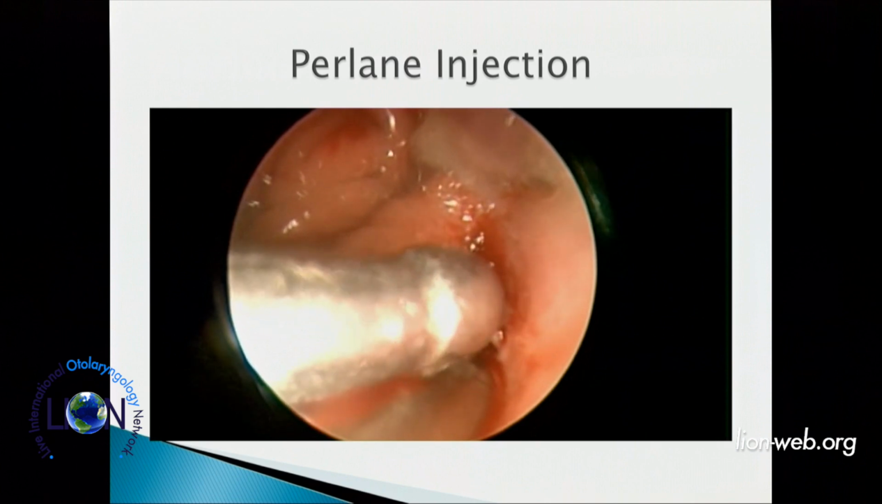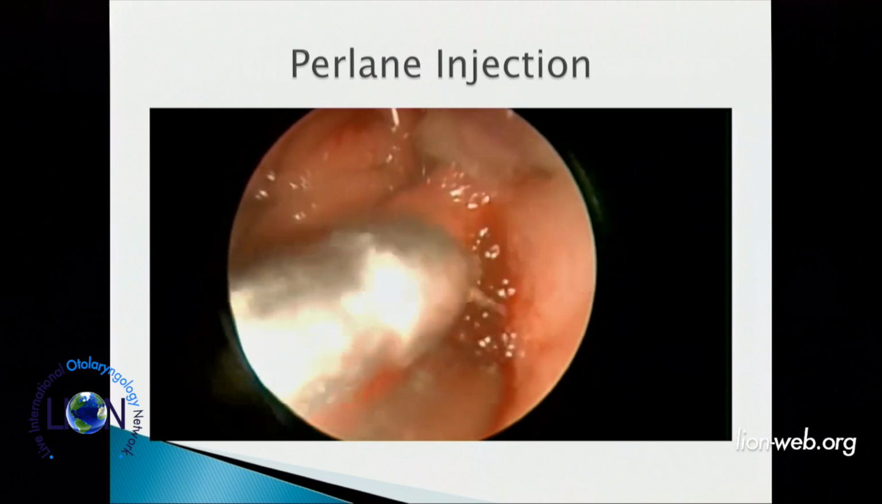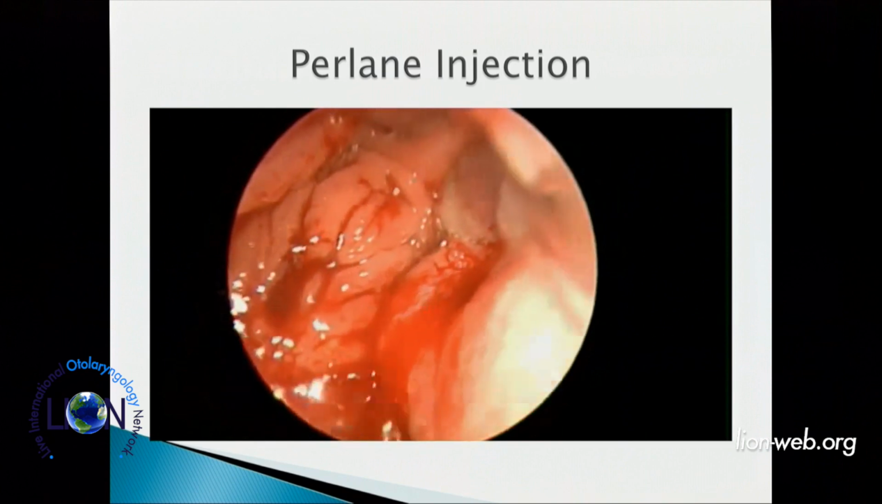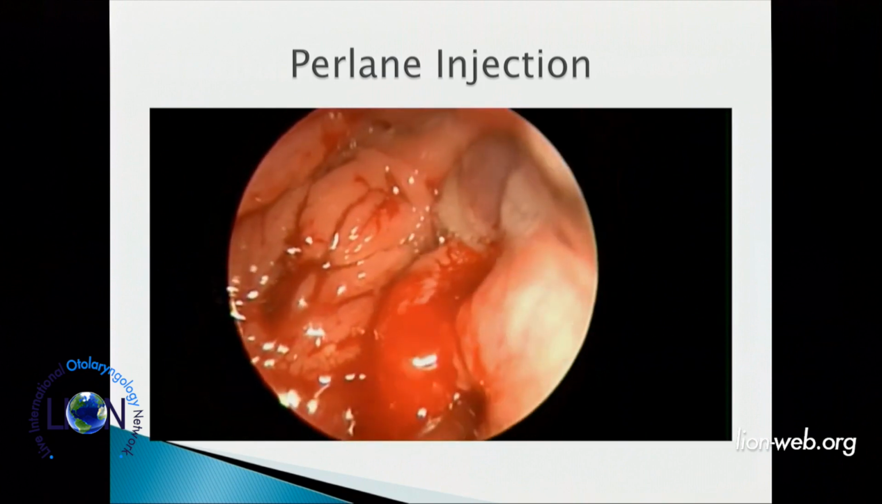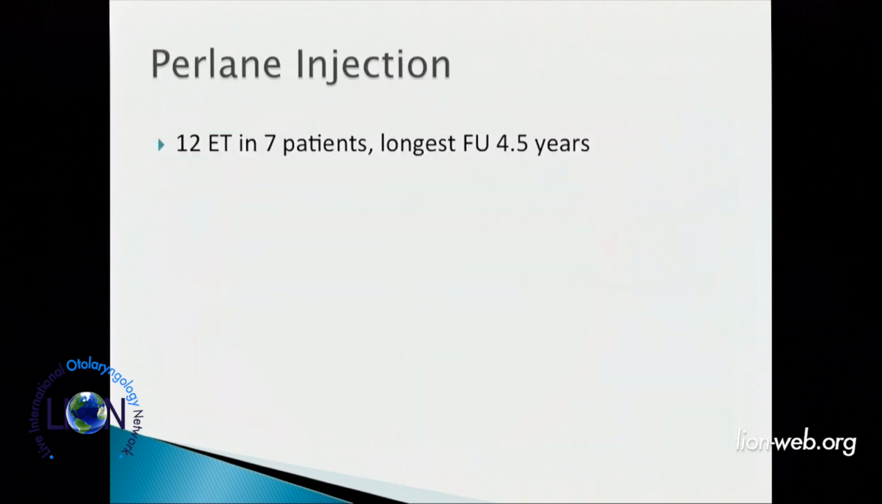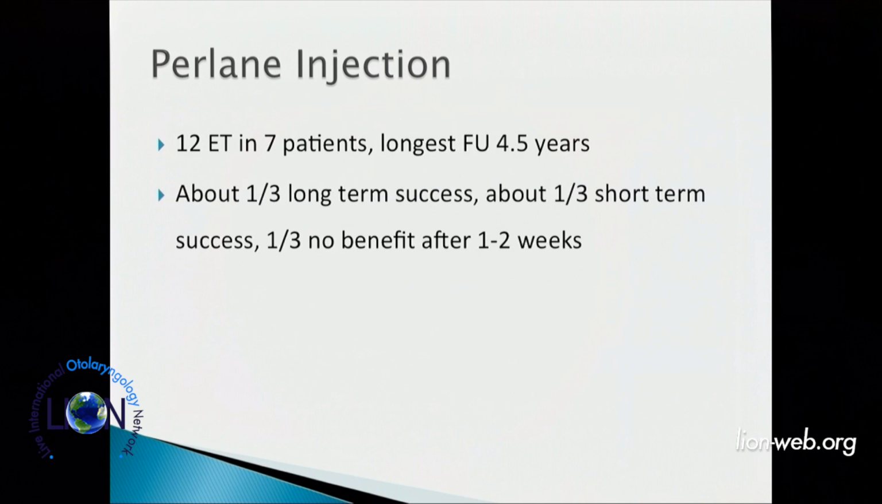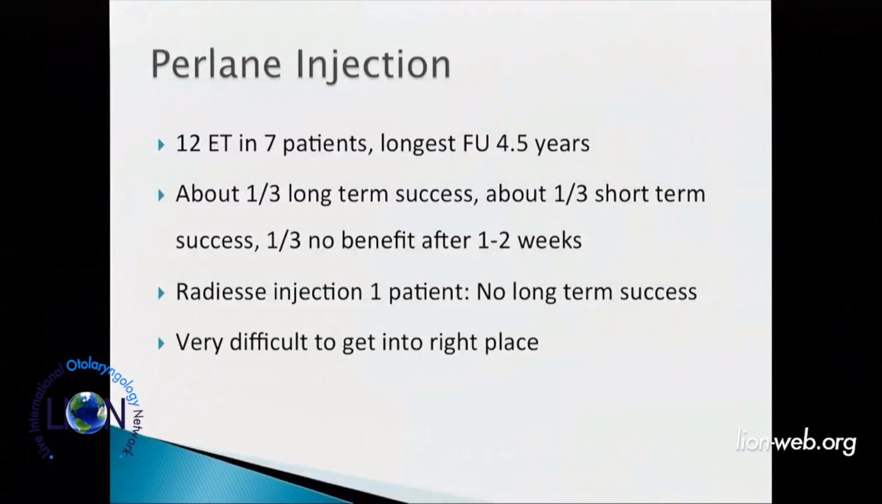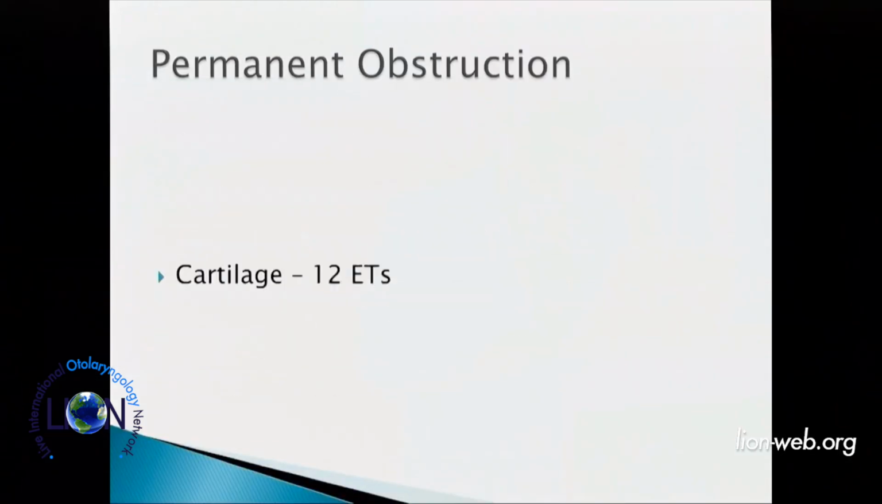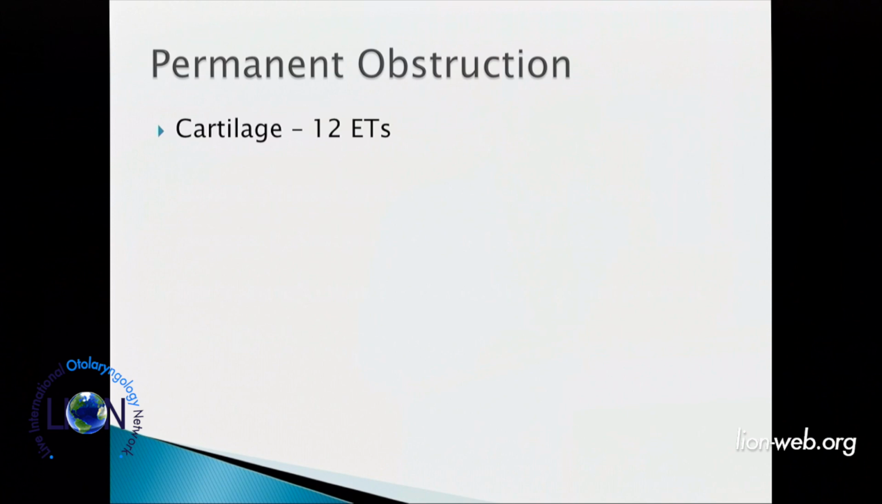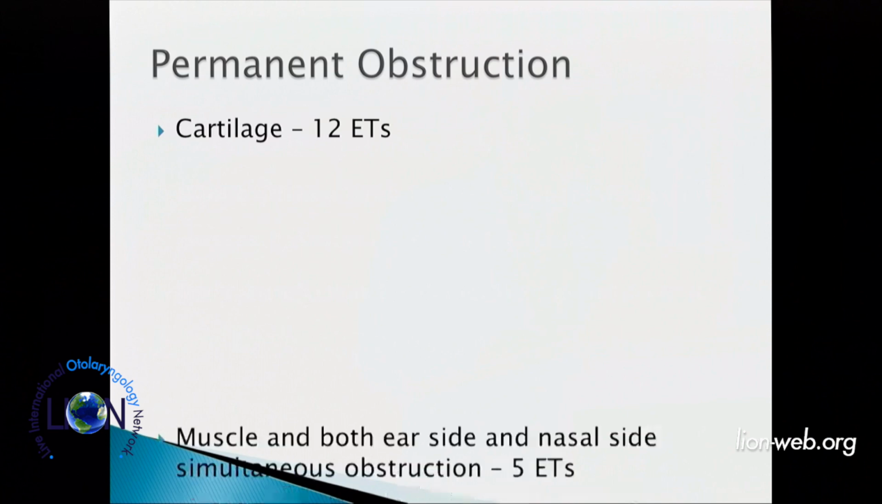And it didn't help these patients who don't have much movement of the tympanic membrane. So nice and plump, but they come back at 2 weeks. This was about 5 years ago. I've done about 20 now. About a third had long-term success, a third had no success, and a third had no benefit after 2 weeks. So it was not very useful. I did radius injections, very difficult to get in the right place. I've tried permanent obstructions, cartilage for patients who have more movement, and I'm not going to talk about that.